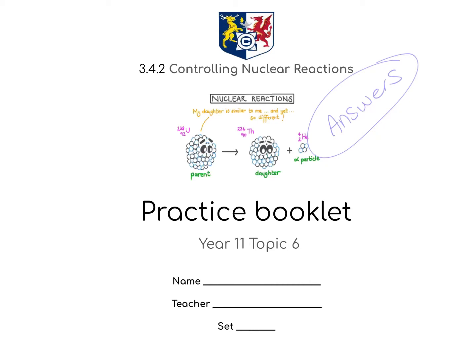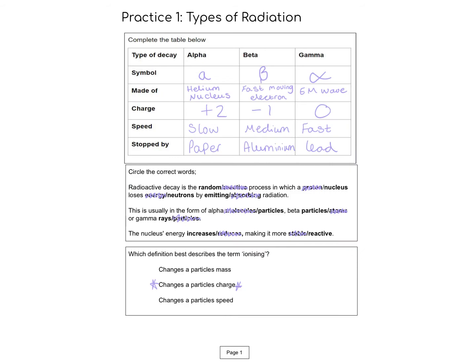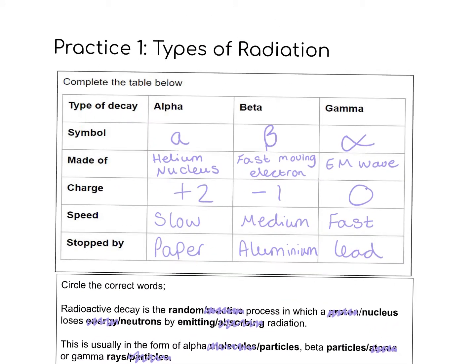This is 3.4.2, controlling nuclear reactions. So the first question asks you to fill in a table, looking at the different types of radiations. You've got alpha, beta, gamma, give the symbols. What are they made of?